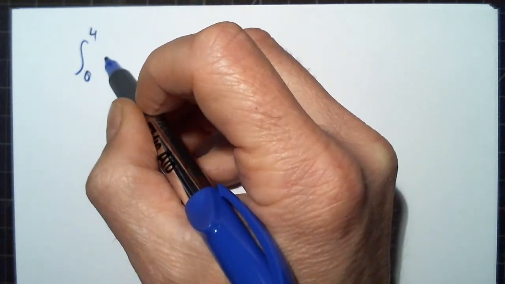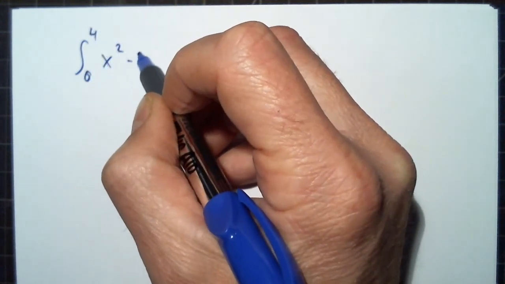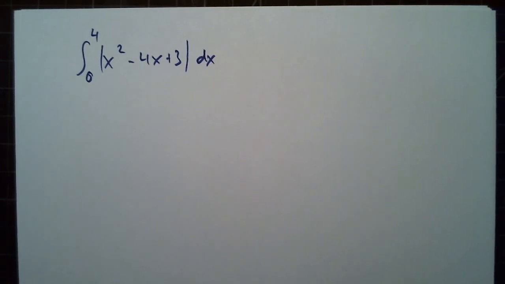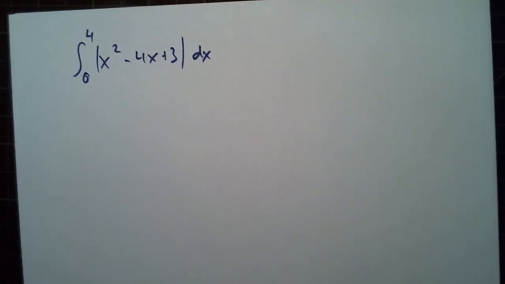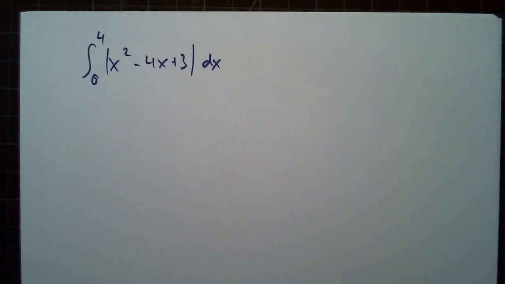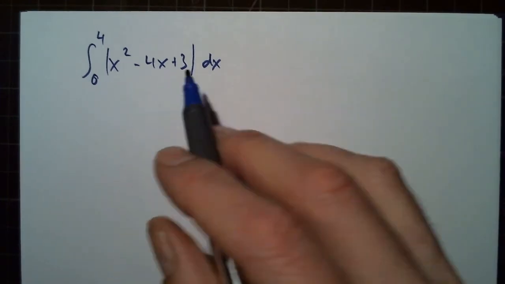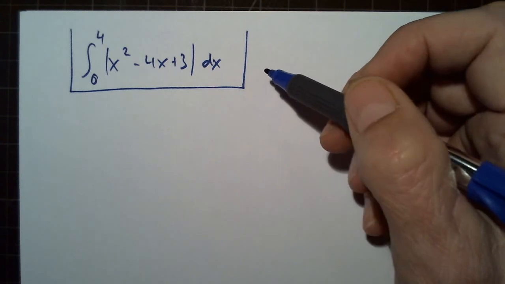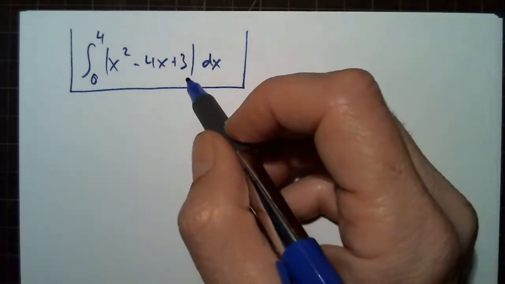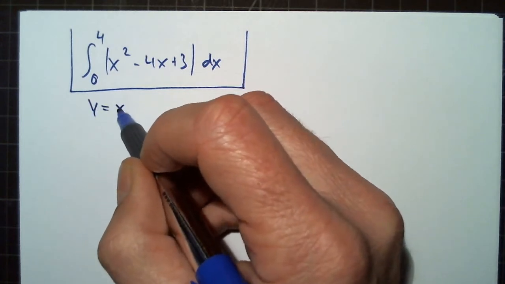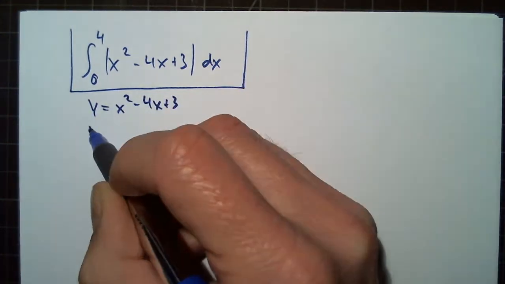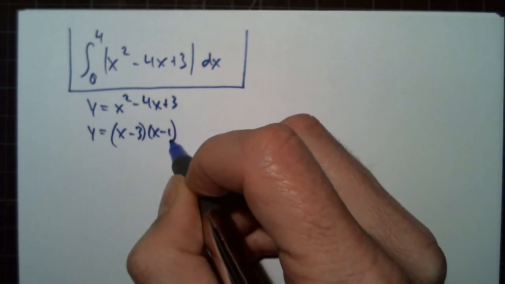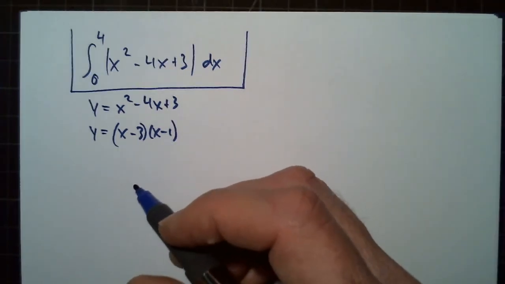So everything's pretty routine, unless we have something like this. And we don't have a rule for this. We don't have a rule for absolute value. We have to break it up into its parts. So if we look at the graph of this, we know it has x-intercepts at 3 and 1.